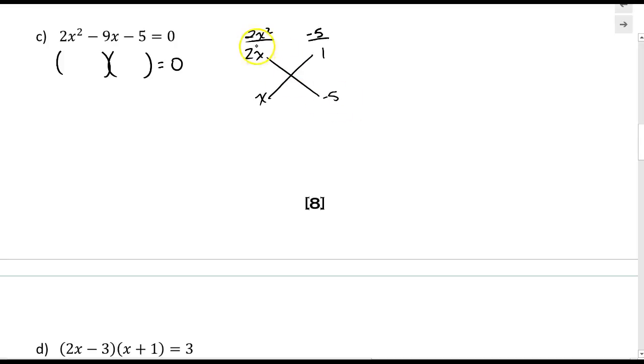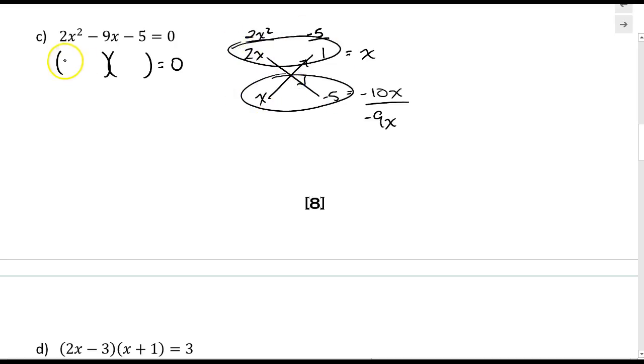The reason I do that is to get my 10. I'm going to have the 2x multiplying by the negative 5. Negative 5 because it needs to multiply to give me a negative value, and my larger value when I add them is going to be negative to produce a final negative sum. Multiplying across, I've got x going diagonally this way. I've got negative 10x going diagonally that way, which gives me a total of negative 9x. So it works, and these are my two sets of brackets. So 2x plus 1 and x minus 5.